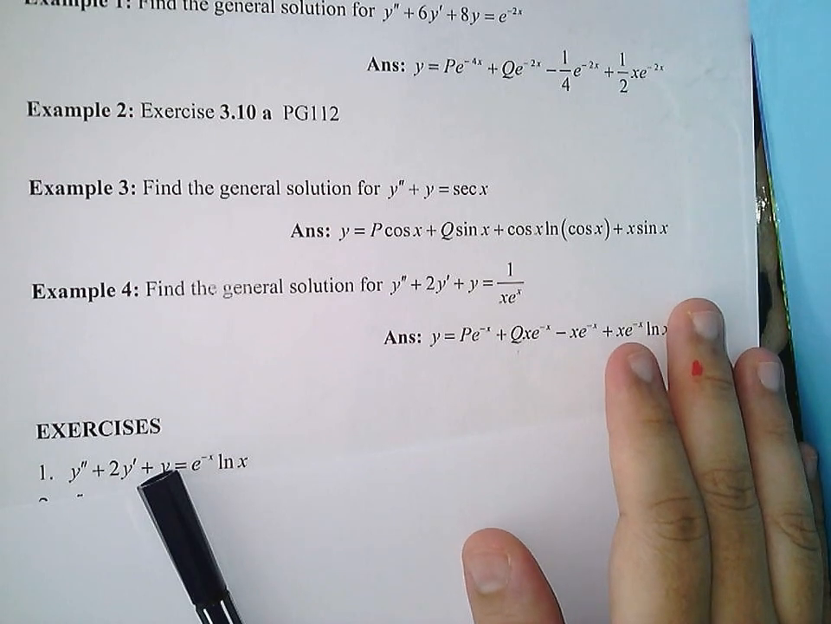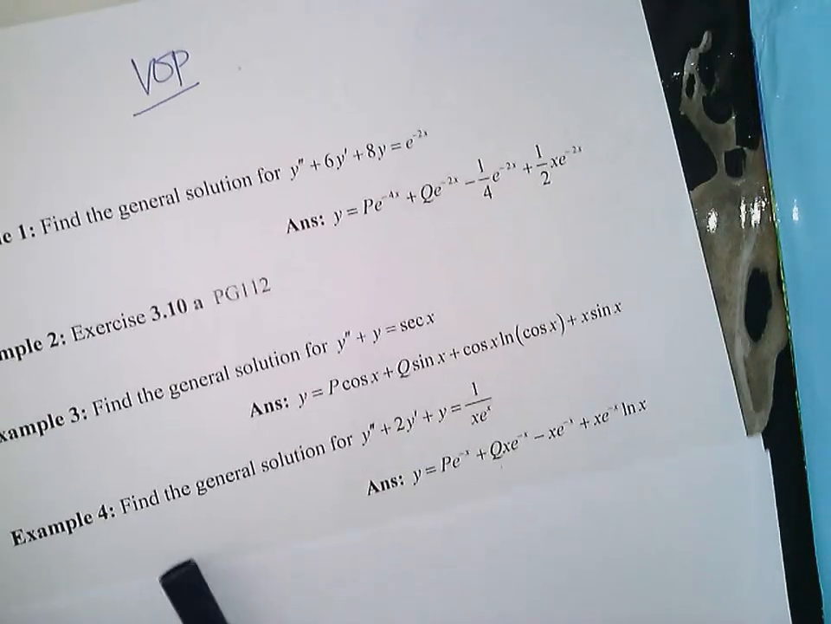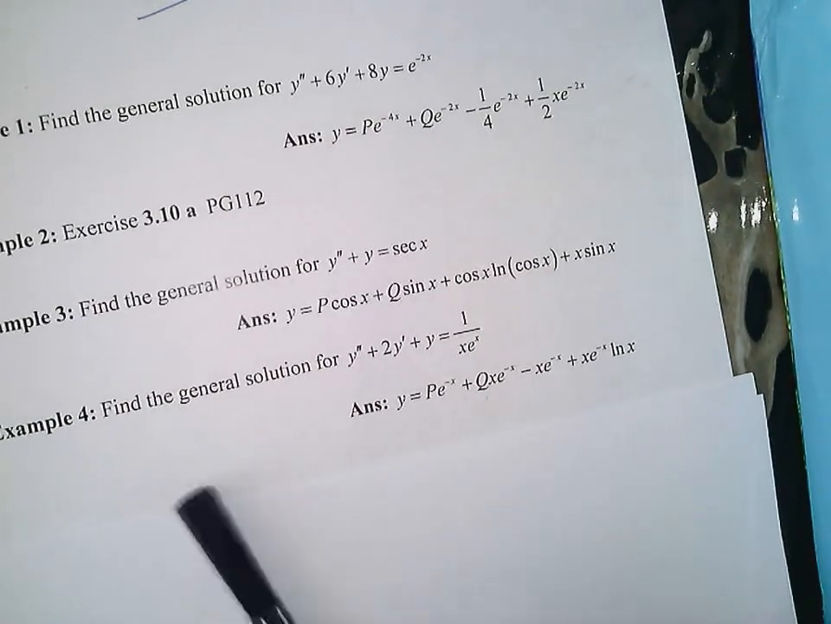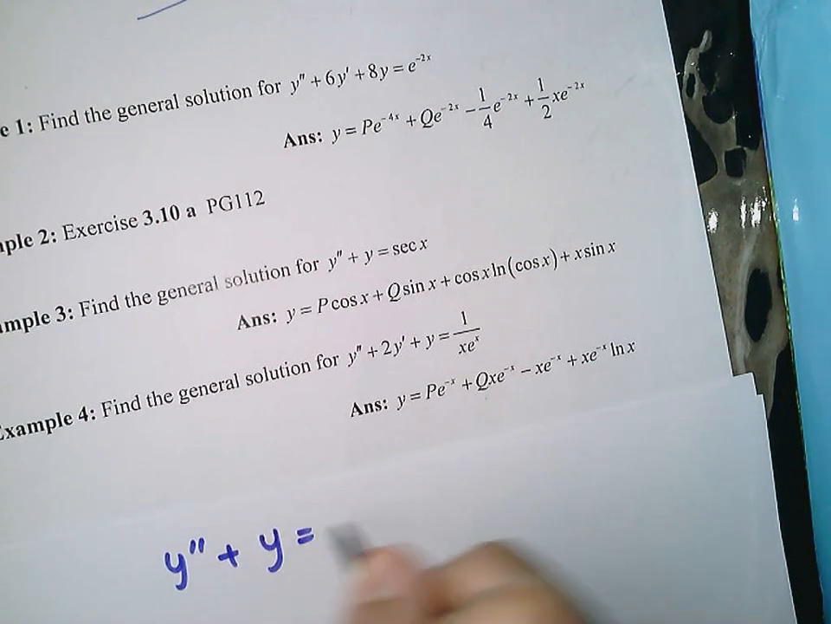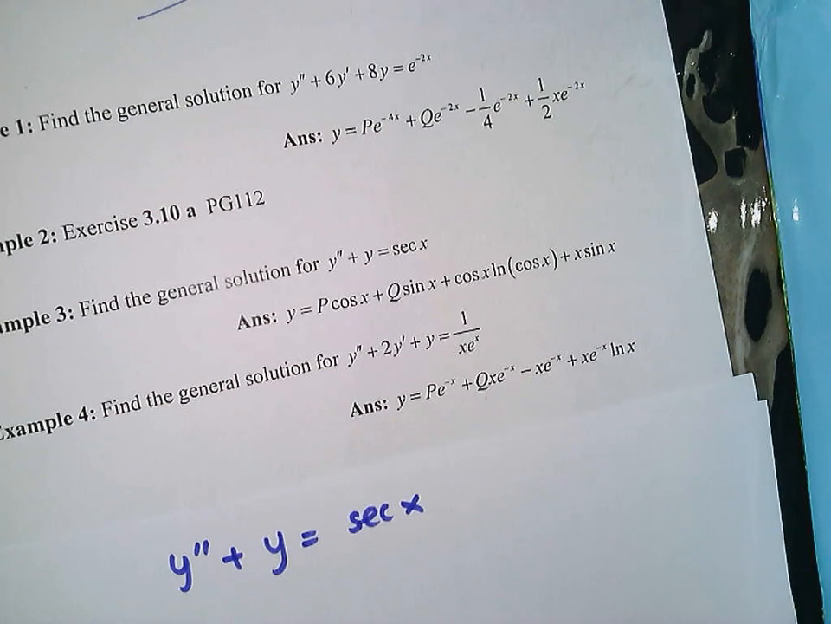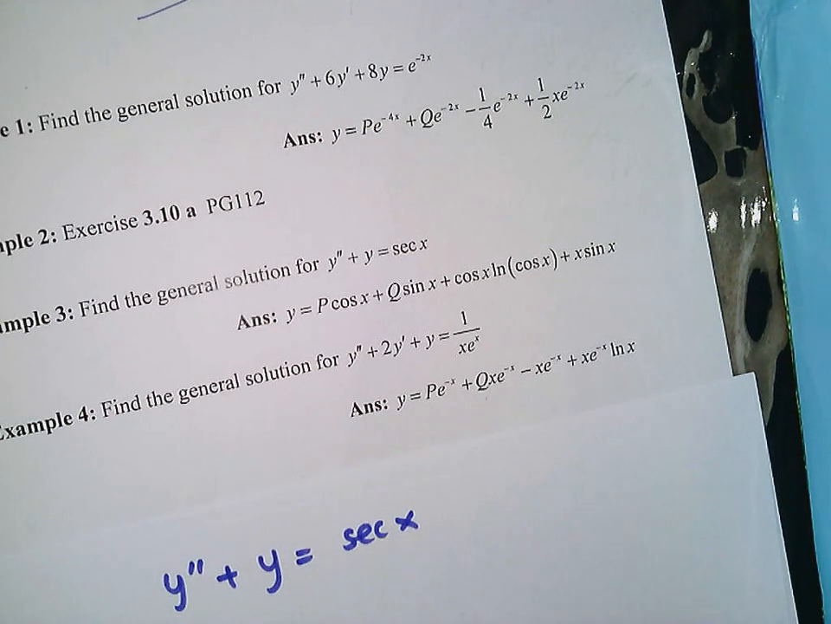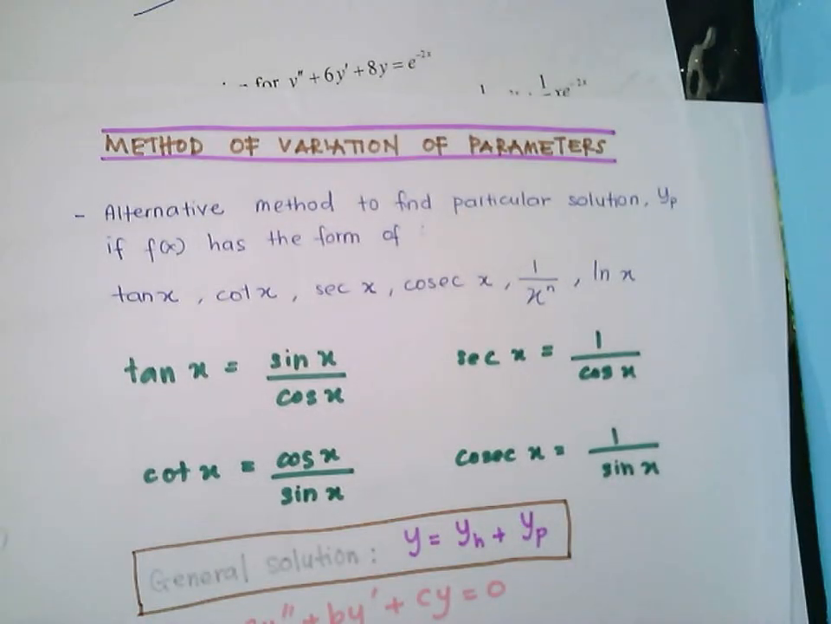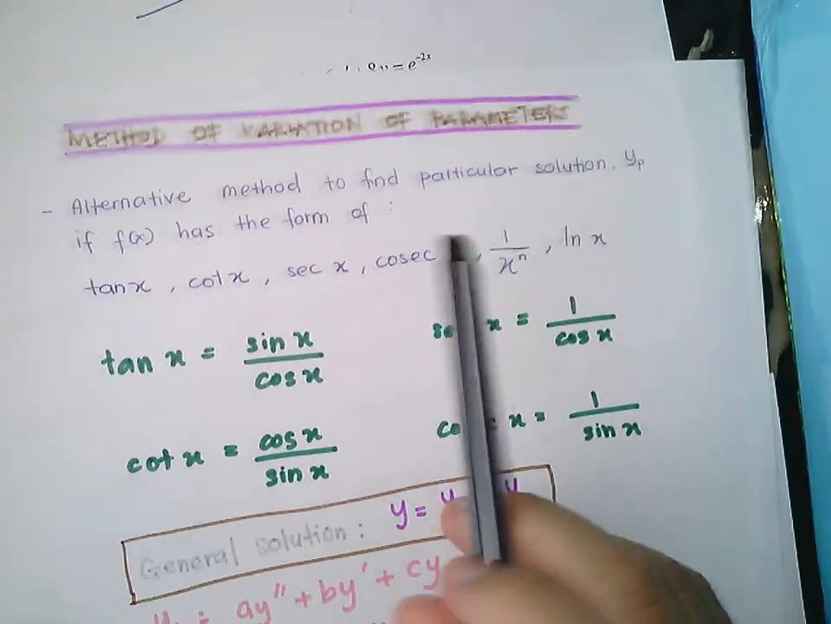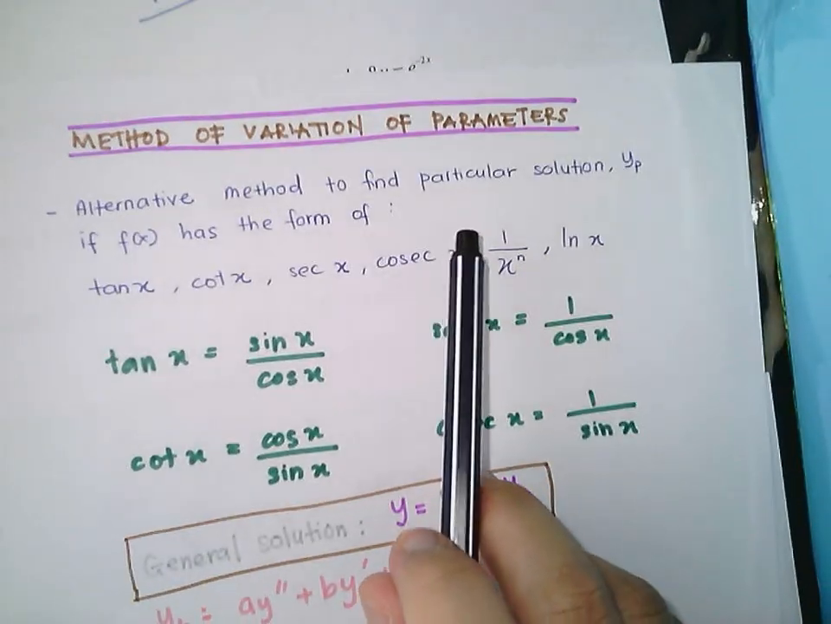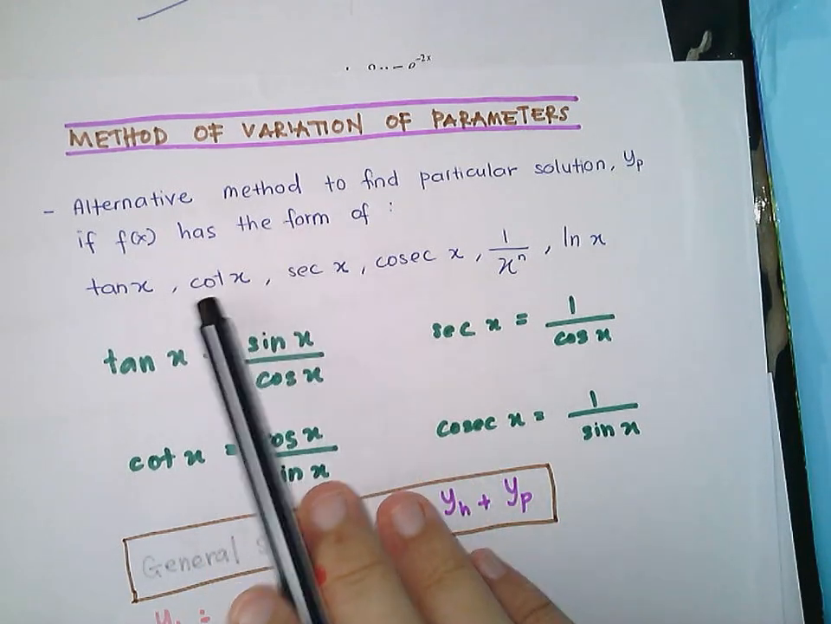So example 3, you were asked to find the general solution for y double prime plus y is equals to secant x. As you can see here, the function on your right hand side is one of the functions that we discussed earlier in the definition, whereby your fx is in terms of secant or cotangent or tangent.